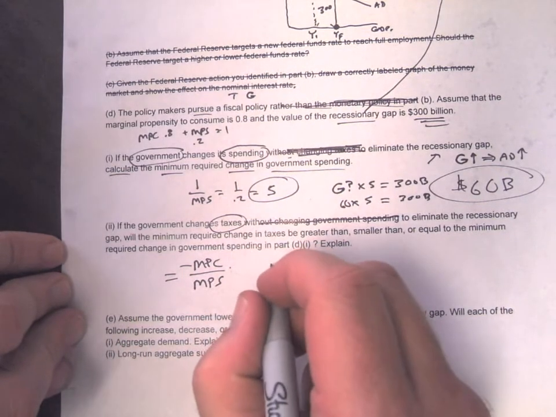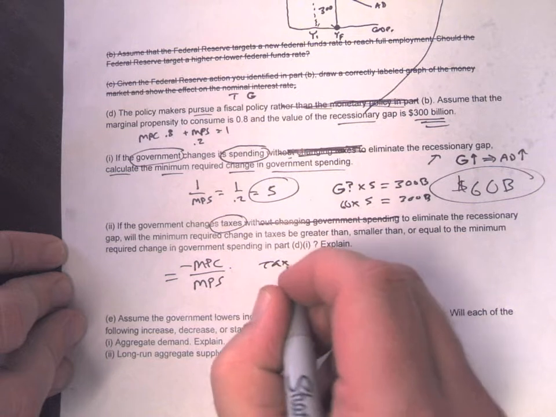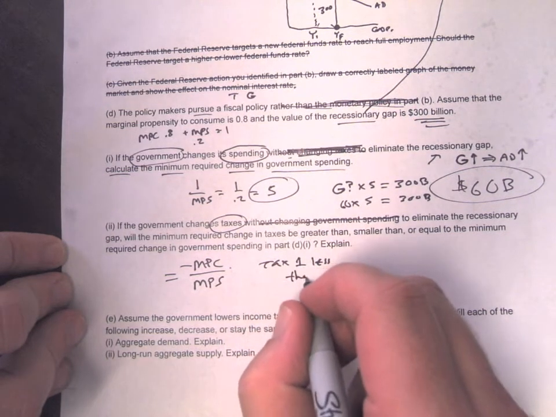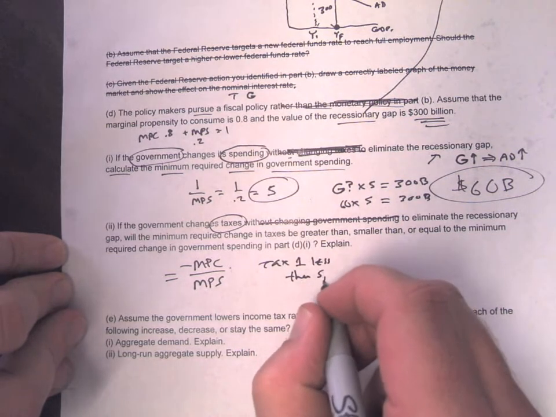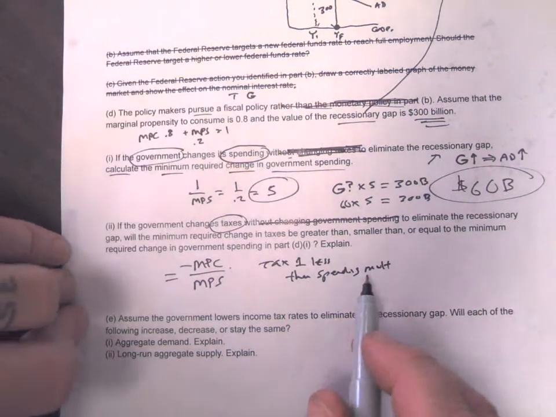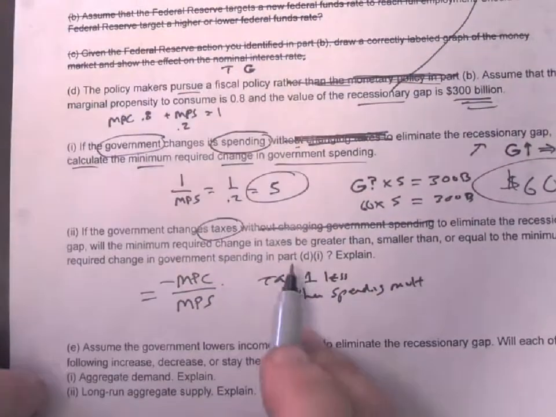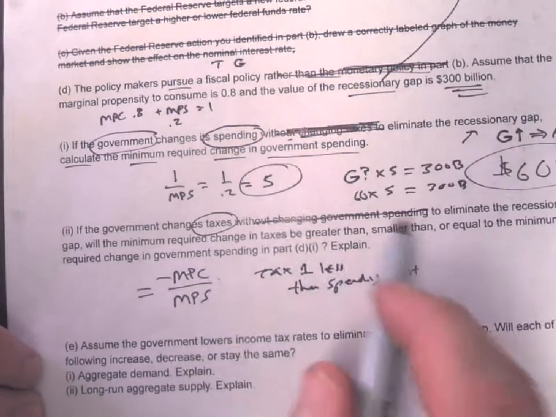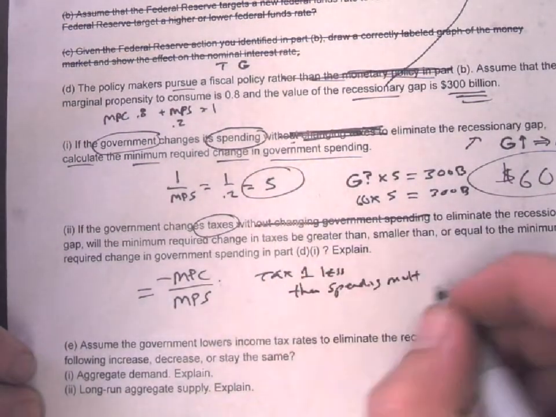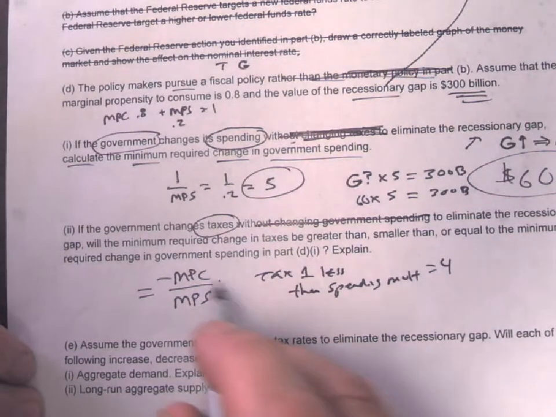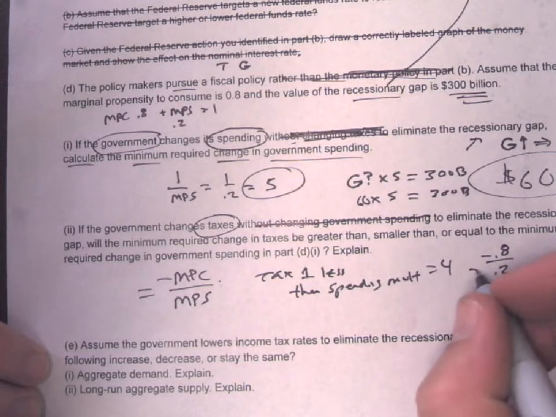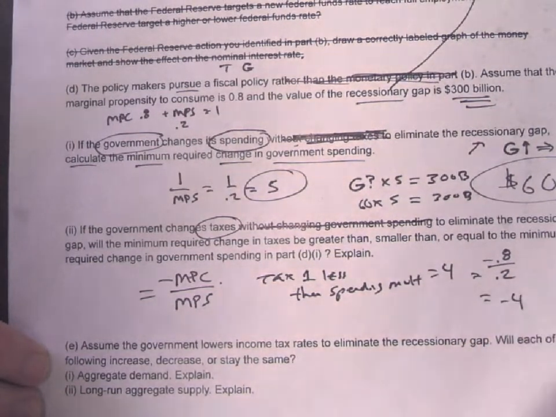However, there's a cheat or a trick. The tax multiplier is 1 less than the spending multiplier. So that's a little trick to keep in mind. The tax multiplier is always 1 less than the spending. So the spending multiplier is 5. I know my tax multiplier is going to equal 4. If I need to prove that, I can go minus 0.8 over 0.2 is equal to minus 4.